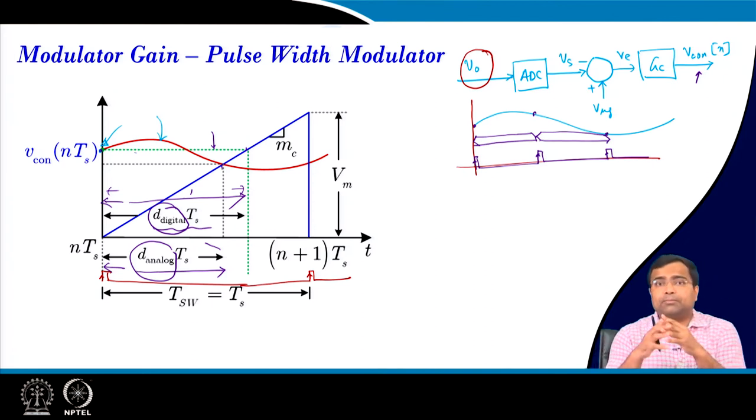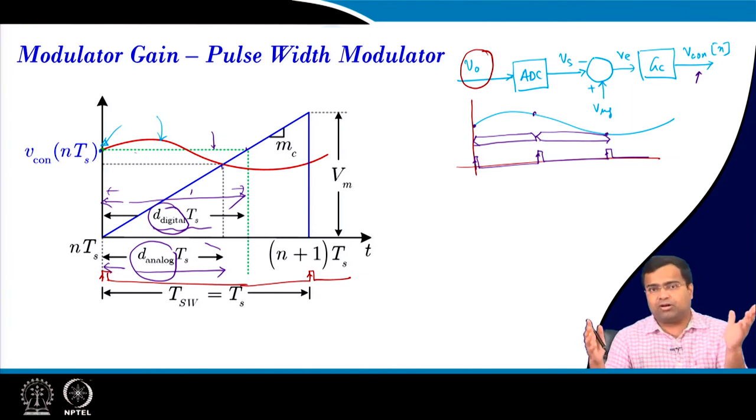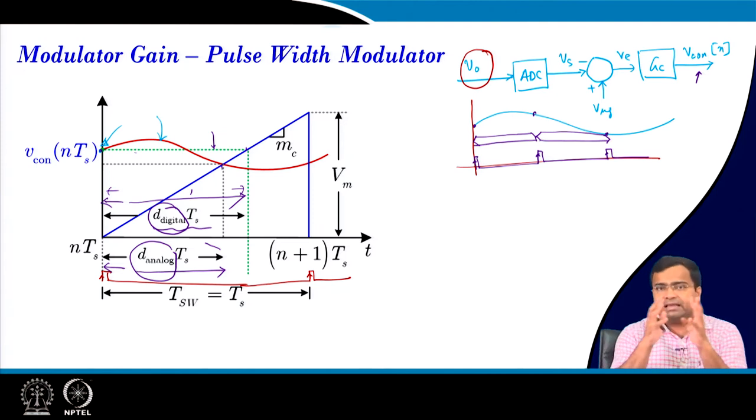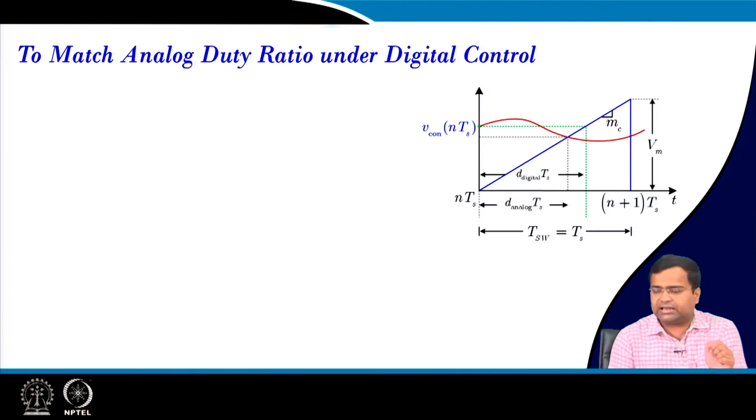Now, we want to get the modulator gain for this digital block. We want to see how we can get the modulator gain for the digital PWM block under this uniform sampling, which will be somewhat similar to that of analog, but maybe something different. Can we get a linear approximation or the linear version of the transfer function or not? To answer this question, this is again the previous scenario where we have the sampled control voltage and the actual control voltage. The green one is the sampled control voltage, and those two different waveforms result in two different duty ratios.